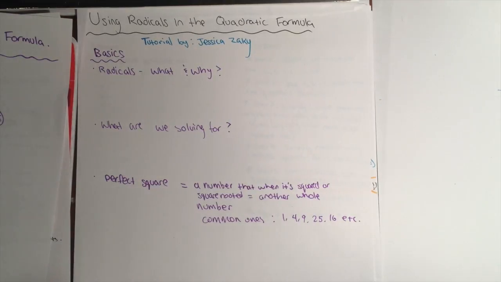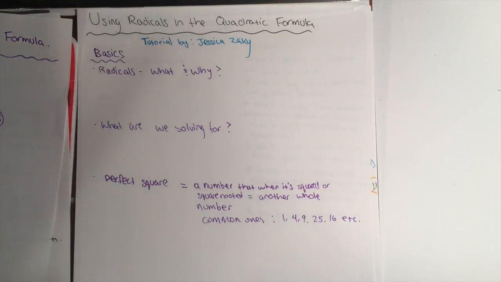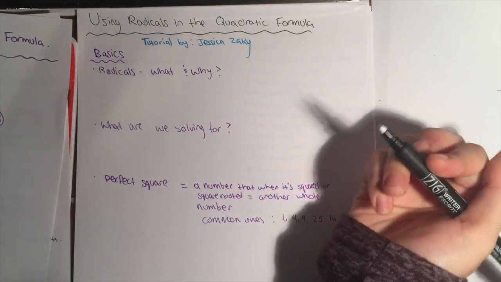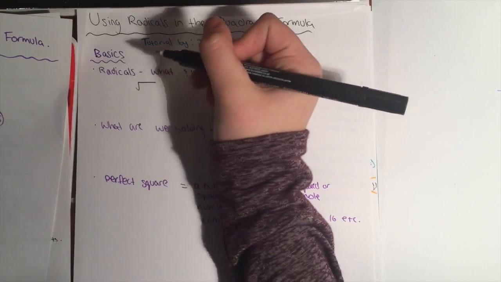Okay, so this is my functions tutorial on using radicals in the quadratic formula. There are just some basic things that we need to get out of the way first. So what is a radical? A radical is essentially anything that is under a root.